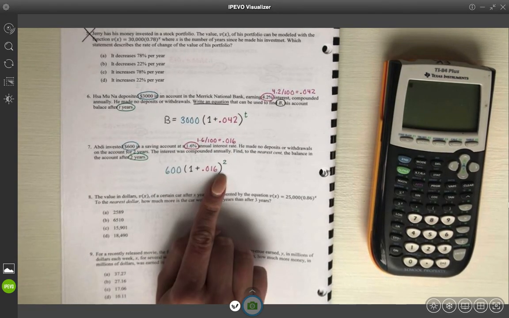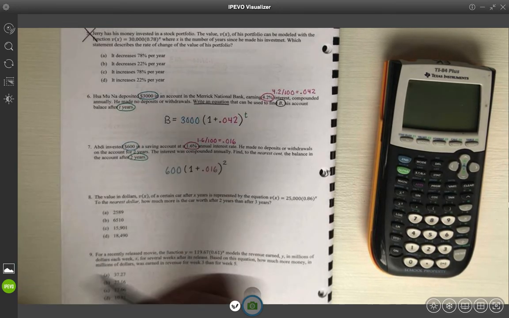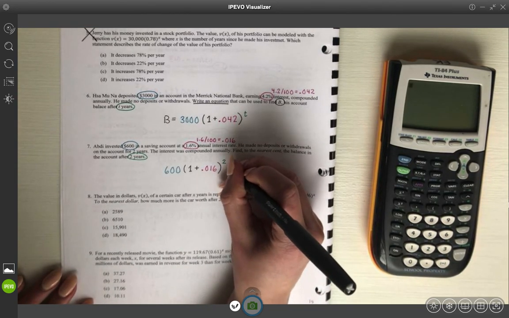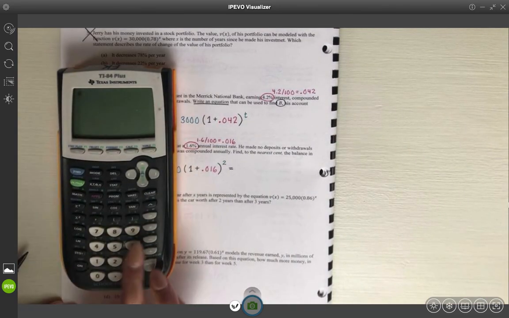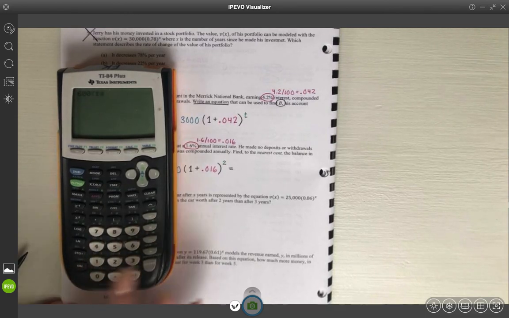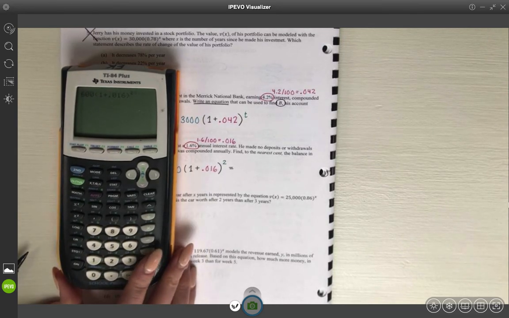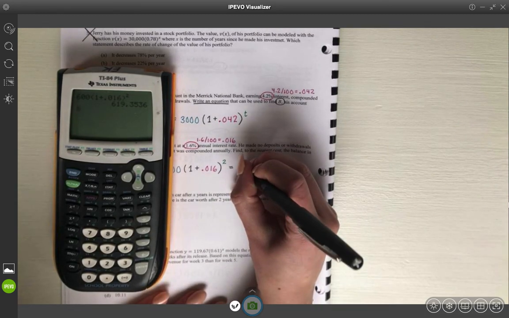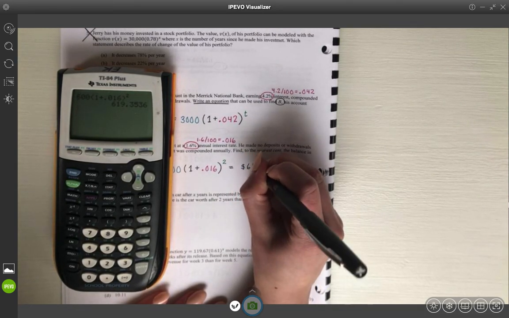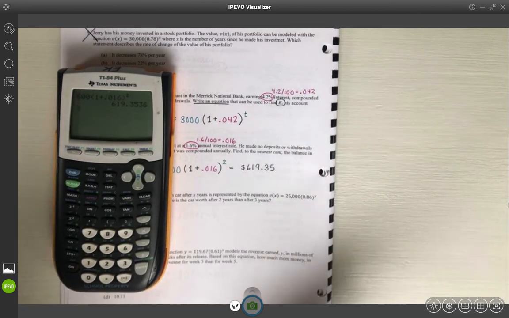Now this we can type in because it's all numbers. And in fact, it wants us to type it in because they want to know how much money is in there after 2 years. So let's do it. 600 times 1 plus 0.016 parentheses to the second power. So after 2 years, there would be $619.35 in the account.